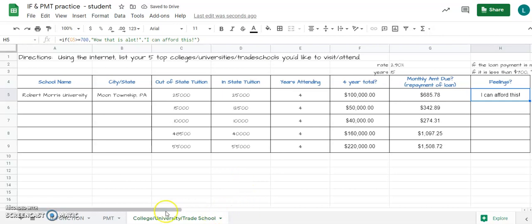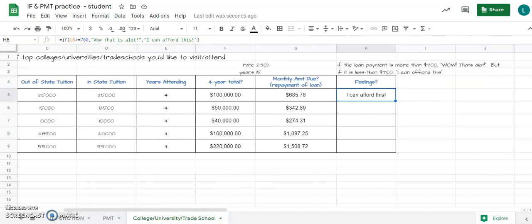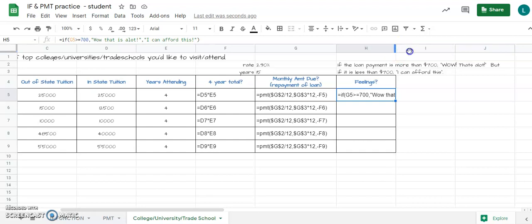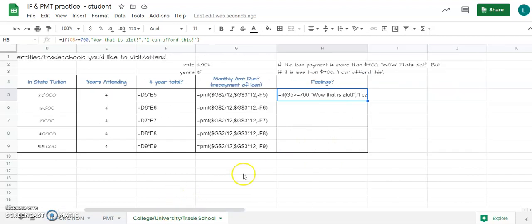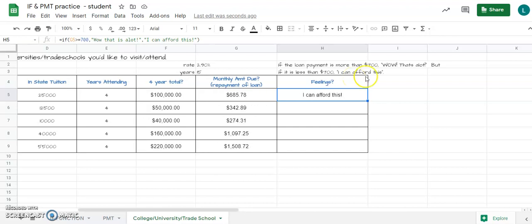Over here is your IF statement. It should look similar to this one. What I did here for the logical test was I looked at my payment over here in G5. So if G5 is greater than or equal to 700, we wanted to say, wow, that's a lot. So your value if true, in quotations, is a statement: wow, that is a lot. So it needs to go in quotations. But if G5 is checked over here and it's not greater than or equal to 700, so it's anything below 700, then you want the cell to say, I can afford this. Once you hit enter, notice this one you can afford.